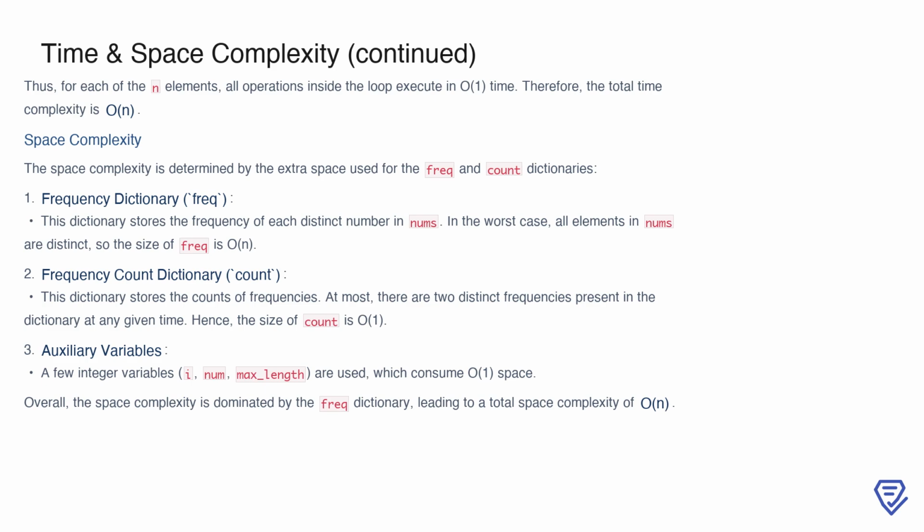Shifting to space complexity, the frequency dictionary stores the frequency of each distinct number in the array. In the worst case, if all numbers in nums are unique, the size of frequency will be O(n). The count dictionary, on the other hand, tracks the counts of those frequencies and can only ever contain at most two distinct entries, making its size O(1). Additionally, a few auxiliary variables like i, number, and max_length are used, which require O(1) space. Therefore, the overall space complexity is determined by the frequency dictionary and remains O(n).